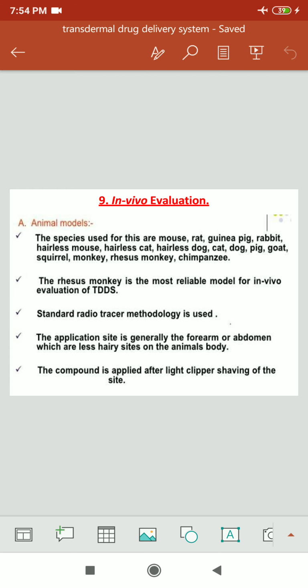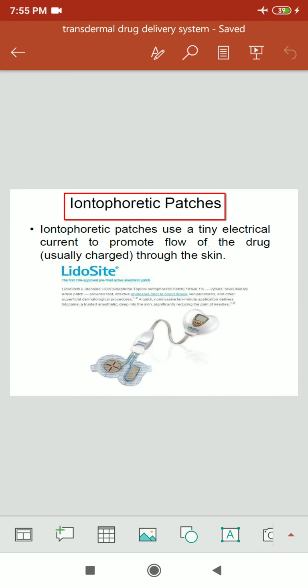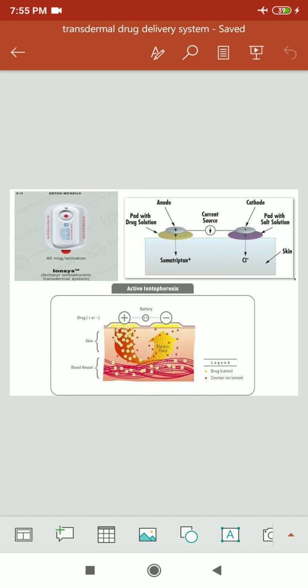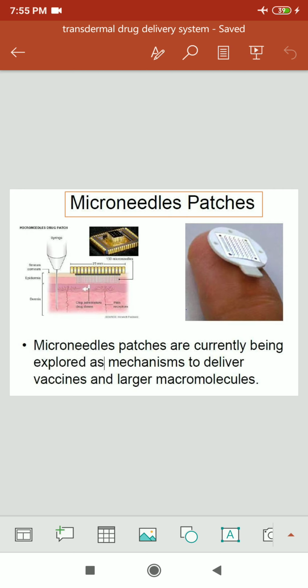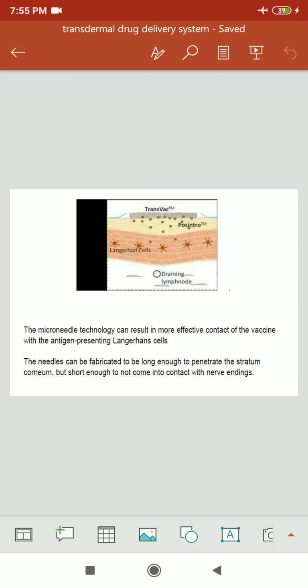Now, in vivo evaluation: animal models and human models are used for this evaluation. Monkeys are reliable for this evaluation, and the radiotracer method is used for the standard application. This is the iontophoretic patch. Also the active iontophoresis microneedle patch, which is used in the delivery of vaccines.